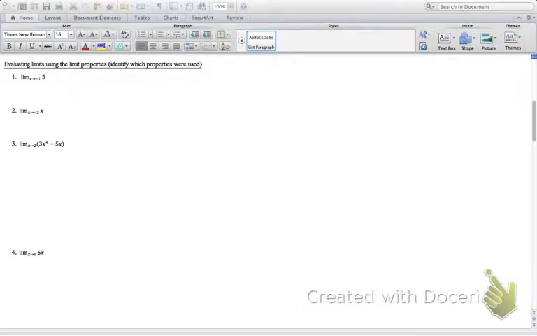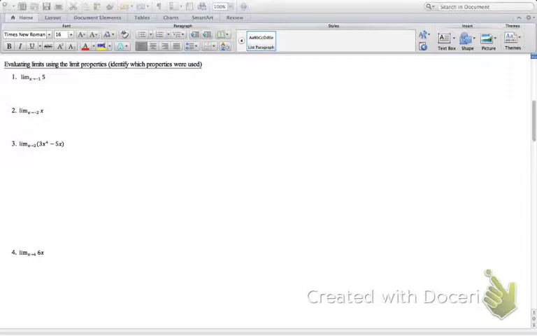Okay, so now what we're going to do is evaluate limits using our limit properties that we just discussed. So you may want to have your sheet in front of you as we're going through this so you're able to look back and forth at those rules. And make sure that we always identify which property we're using. This will help us, again, remember these rules and properties of our limits.